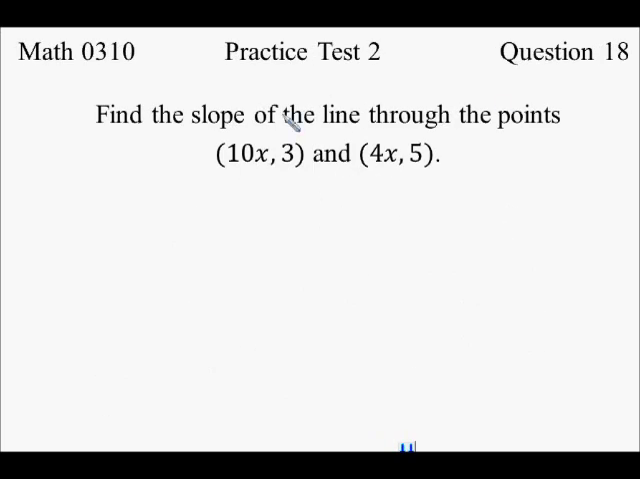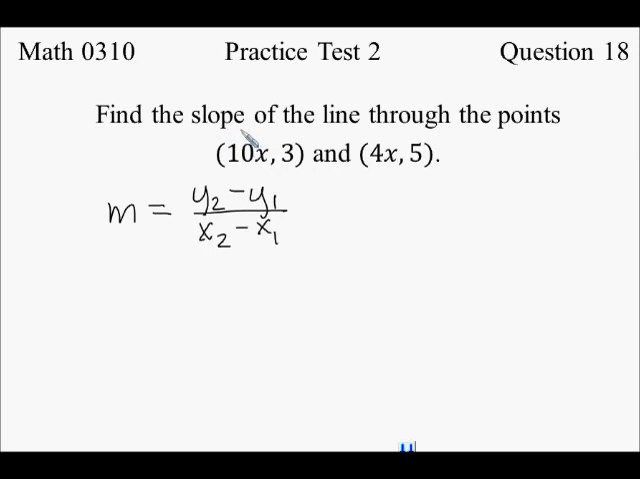Question 18, find the slope of the line through the points 10x, 3 and 4x, 5. Okay, so we're finding slope and we're given 2 points, so just like usual we're going to be using our m equals y2 minus y1 over x2 minus x1, our slope equation here. The only real difference here from most questions is that instead of just giving us numerical values for all of our 4 values here, we actually have a variable still included here.